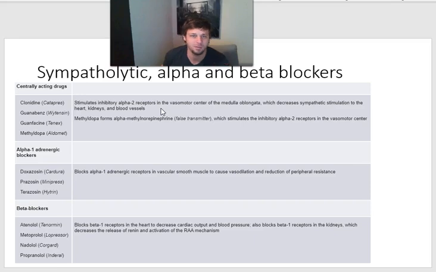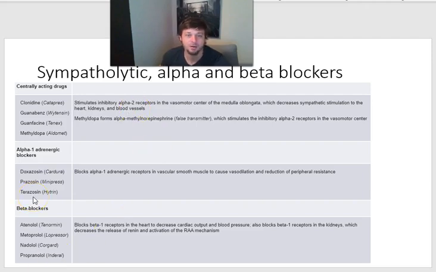So what that says, if you remember what your alpha-2s do, is when norepinephrine binds them, they stop releasing norepinephrine, right? And so when clonidine binds these alpha-2 receptors, it tells the body to stop releasing norepinephrine, which decreases sympathetic stimulation in the heart, kidneys, and the blood vessels. All those can decrease your blood pressure. So you're decreasing the cardiac output, you're decreasing that renin, angiotensin, aldosterone system, and dilating blood vessels.